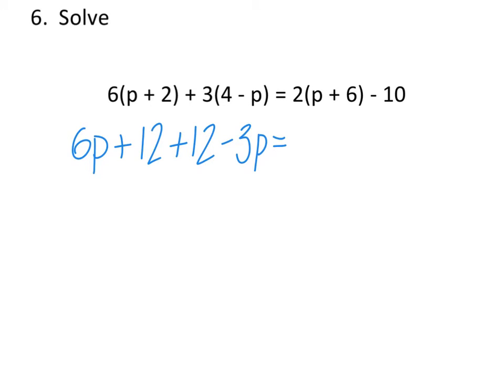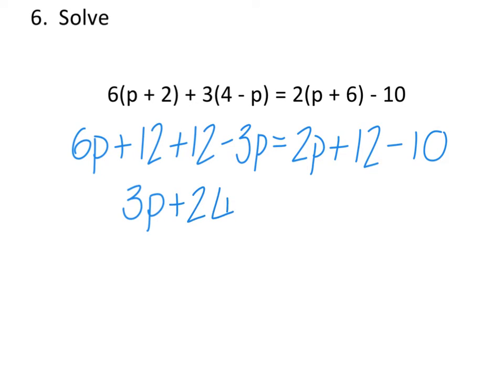On the other side, we have 2 times p, which is 2p, plus, and then 2 times 6, which is 12, and then this negative 10 in at the end here. So we're looking for like terms now. You can see that we have 6p and negative 3p. So 6p take away 3p is 3p. Then we have positive 12 and add another 12, which gives us plus 24.